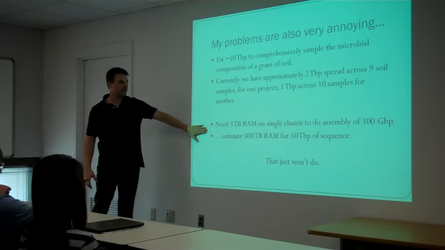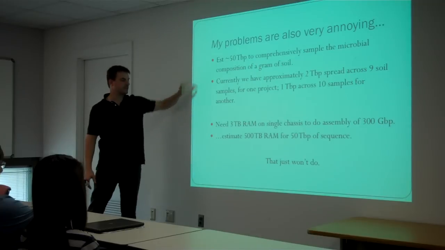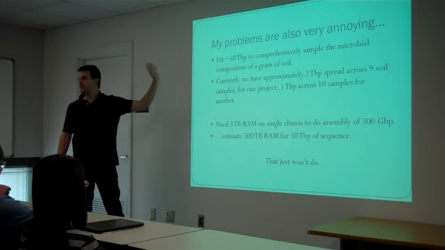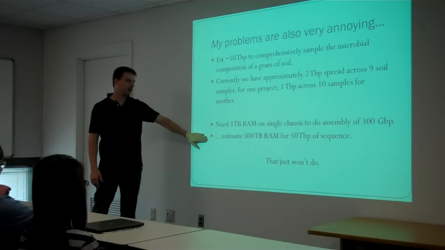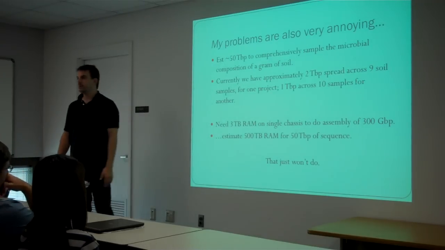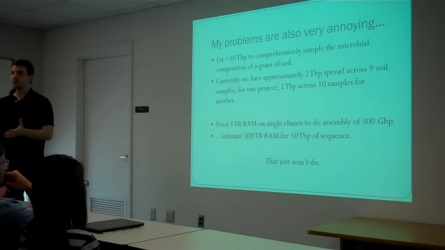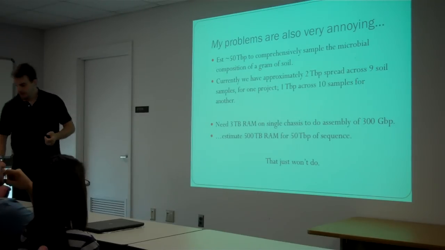And this is where we get this great estimate. If you run the current programs on this current data, on a single chassis, you'll need about 3 terabytes of memory to do an assembly of only 300 gigabases of this kind of data. And I can give you all sorts of other problems that are very similar in size. And so our estimate right now, to deal with 50 terabases of sequence, we need about 500 terabytes of memory, either distributed or individually, which is actually quite difficult to come by, as you can probably imagine.